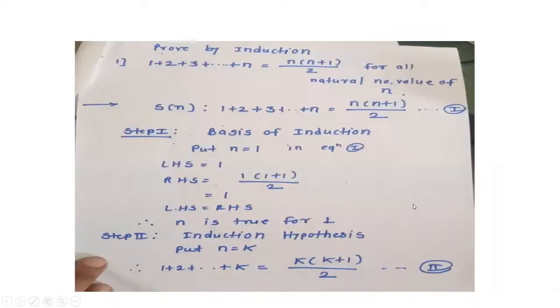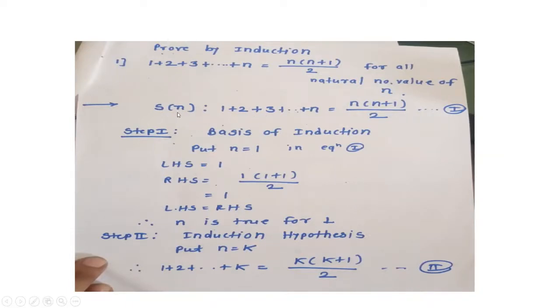Prove by mathematical induction that 1 plus 2 plus 3 up to n is equal to n into n plus 1 divided by 2 for all natural number values of n. So what is your statement? First write down S of n: 1 plus 2 plus 3 up to n is equal to n into n plus 1 divided by 2. So this is your statement. First step, step 1, basis of induction. For the basis of induction, put n is equal to 1 in your equation number 1.